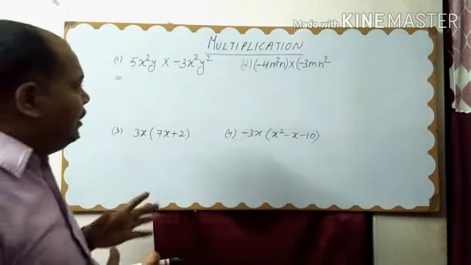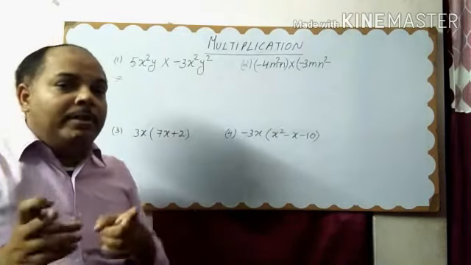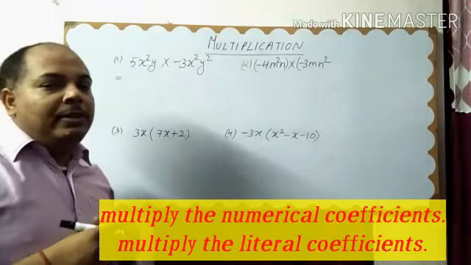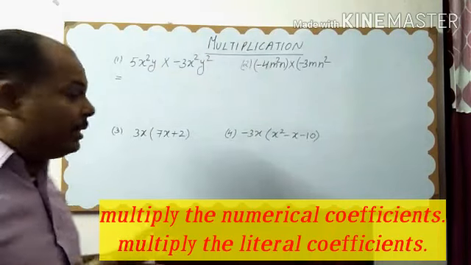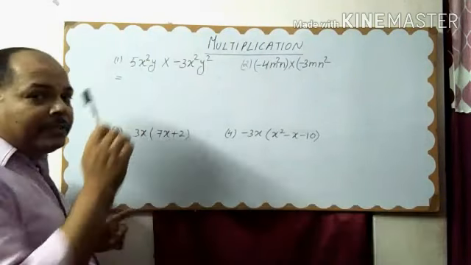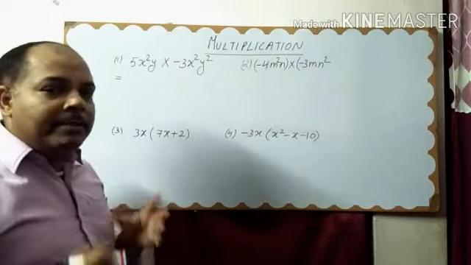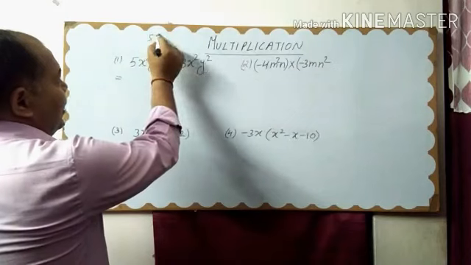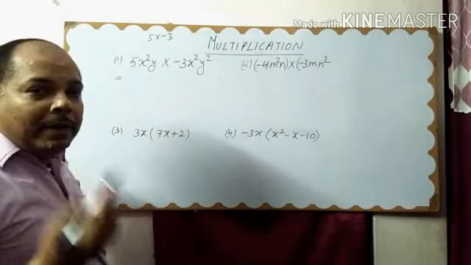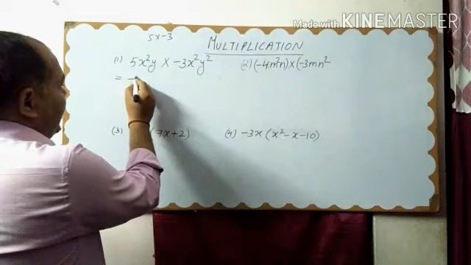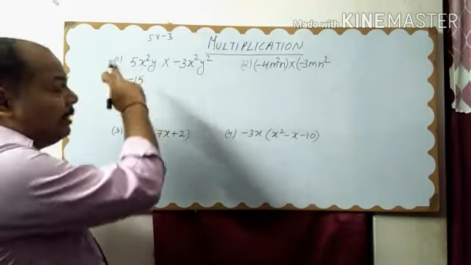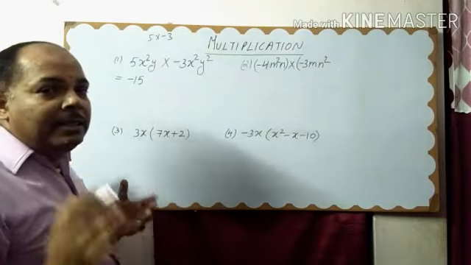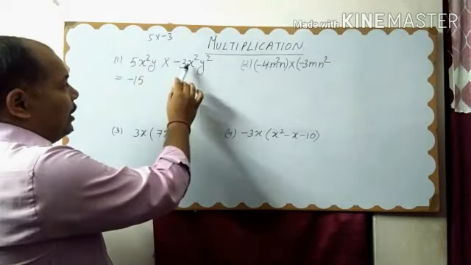Whenever you multiply the polynomials, always remember to multiply numerical coefficient by numerical coefficient and literal coefficient by literal coefficient. Understand? So see here, the numerical coefficient is 5. Here the numerical coefficient is minus 3. So multiply 5 and minus 3. You know 5 times 3 is 15. It will be minus 15. You have understood this in the integers chapter in the previous class. Now see the literal coefficient. Here x square.